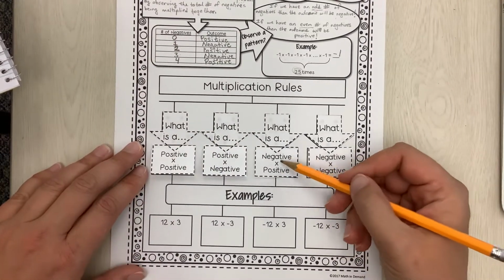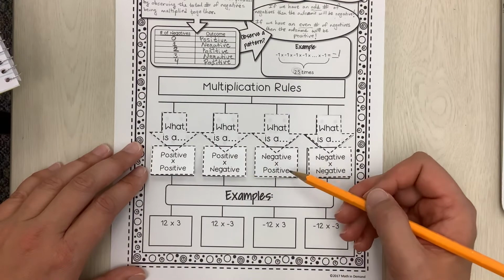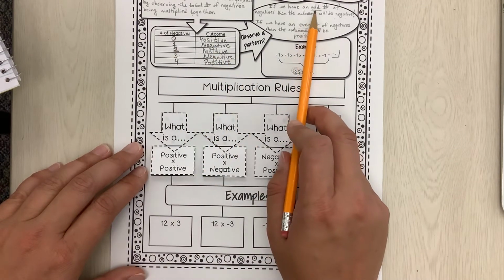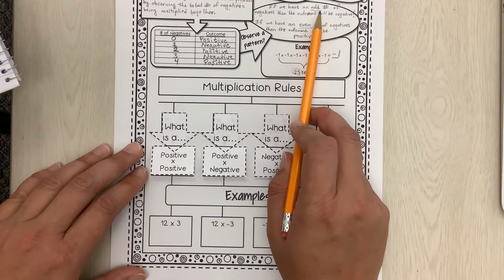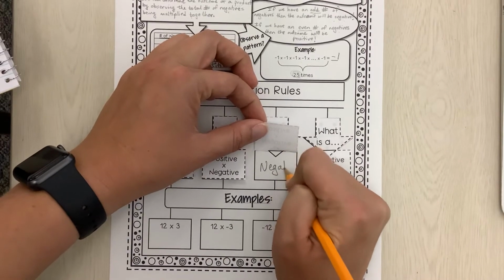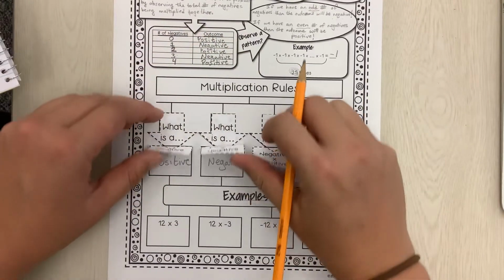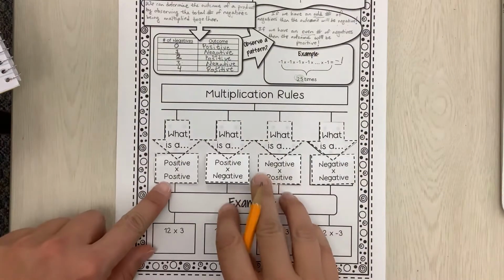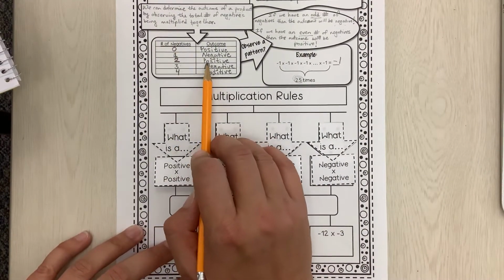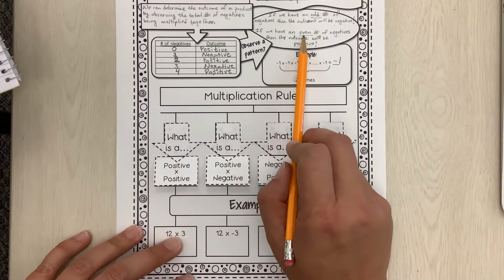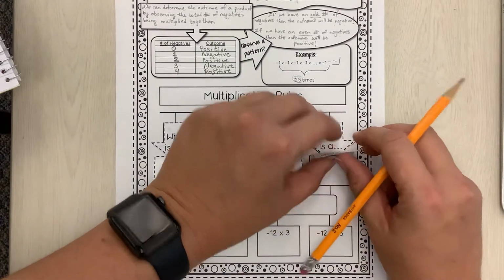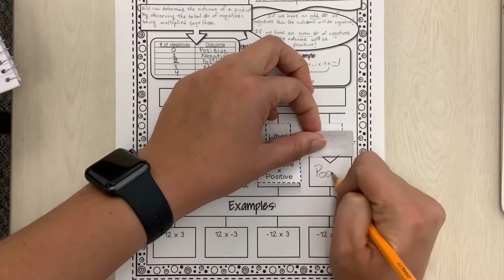Look at this one, a negative times a positive. So they just switched the order. But again, it's 1 negative. So the answer is going to be negative because it's an odd amount. 1 is an odd number. So again, it's going to be negative. So we've got those 3 written so far. Now the last one, negative times negative. Well, 2 negatives makes it a positive because it's an even number of negatives. 2 is an even number. So our answer there will have to be positive.